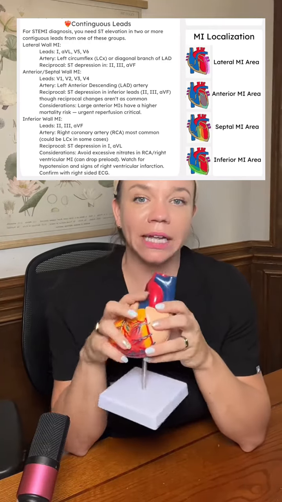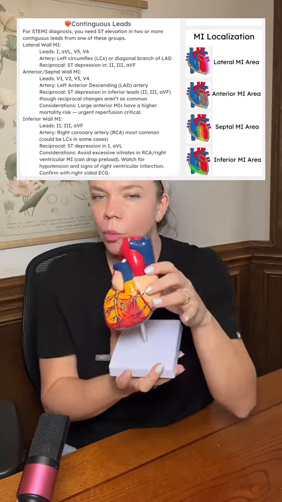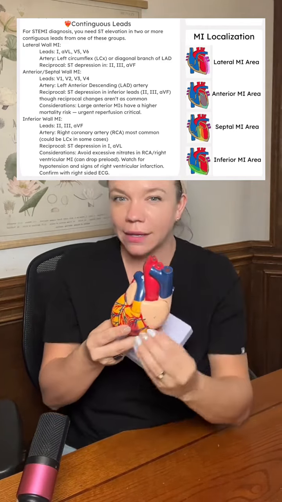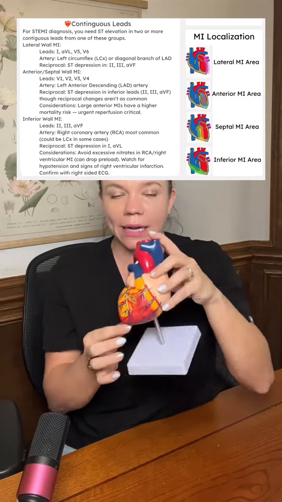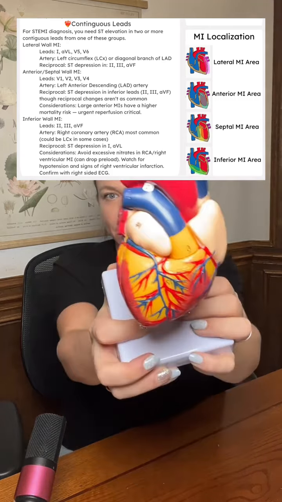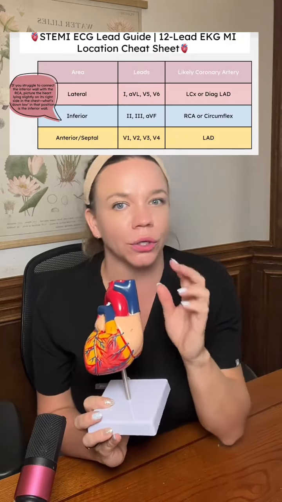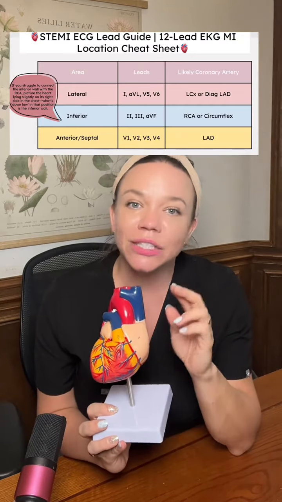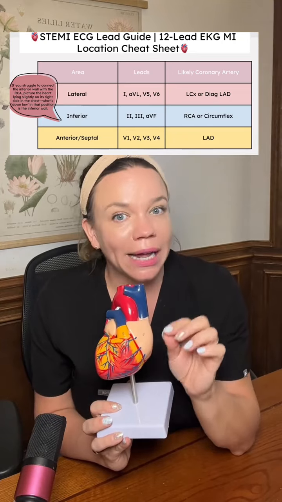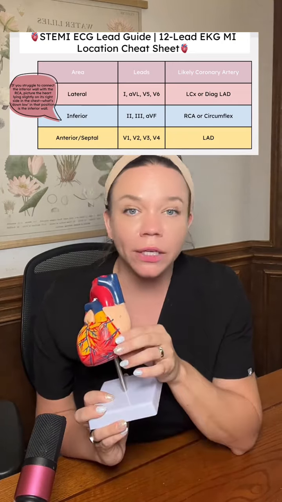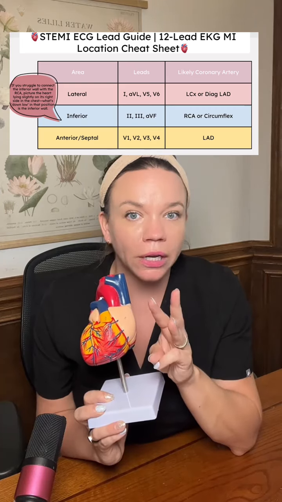If I'm having an inferior wall MI, and I want to point out that the reason that the right side of the heart is the inferior side is because the heart doesn't sit in the chest like this. The heart sits in the chest more like this, making this the inferior side. Your right side ends up becoming inferior, even though it's the right side of the heart. And so if I were thinking that the patient had an inferior MI happening, I'll be looking for something in leads 2, 3, or AVF.